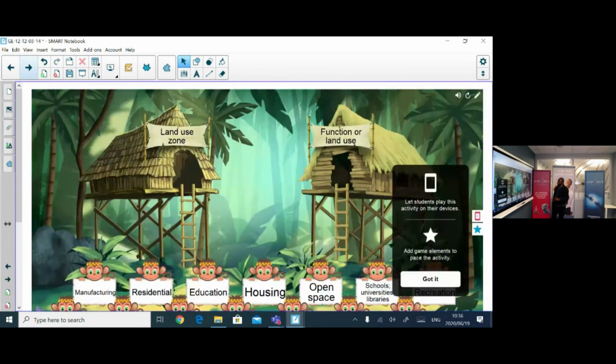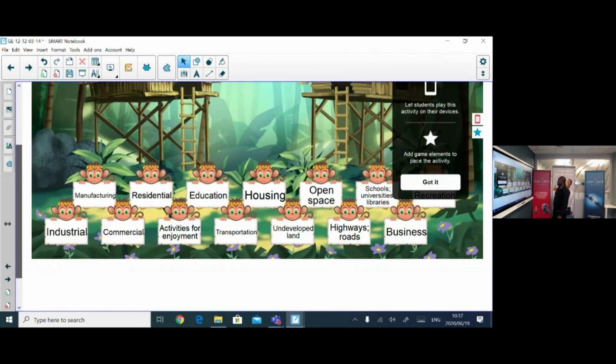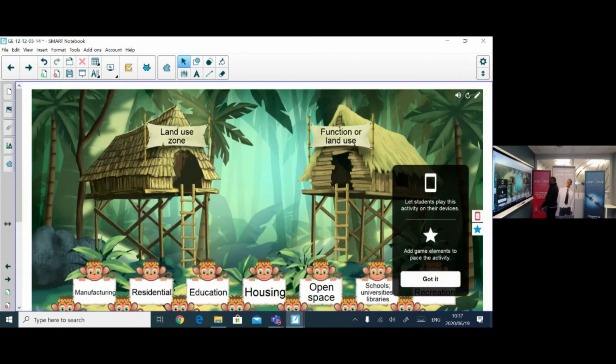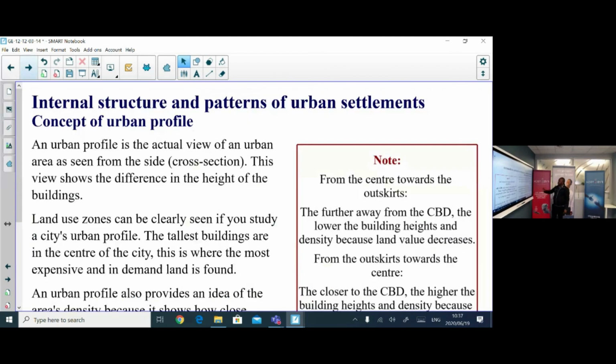We did this game yesterday, but we may just go on to look at these aspects here, where we are looking at these different services that are provided. Land use zone, to redo it for the sake of our time.